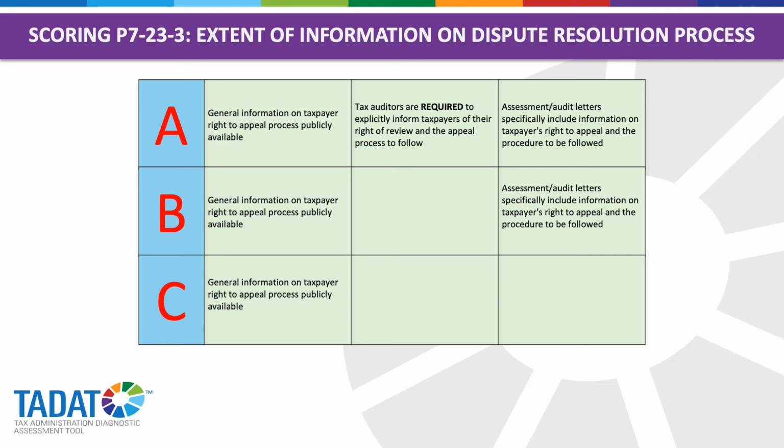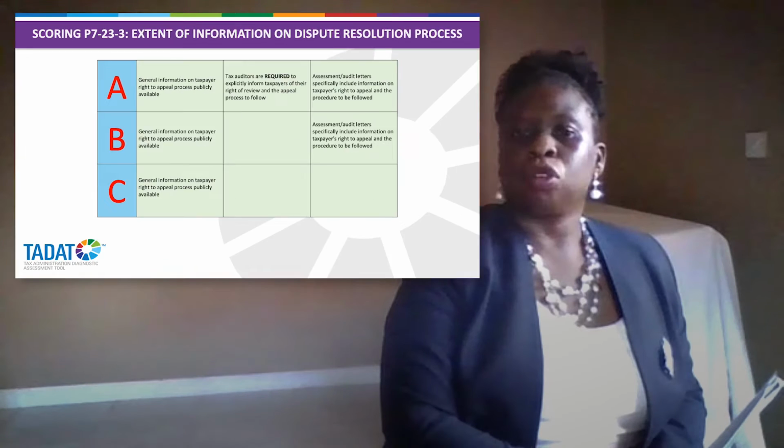For a C-level score, the minimum requirement is that general information about the taxpayer's rights to appeal and the process must be publicly available. However, tax auditors may not be required to inform taxpayers of their rights and the procedures. And assessment or audit letters also may not inform taxpayers of their right to appeal, the procedures to be followed.